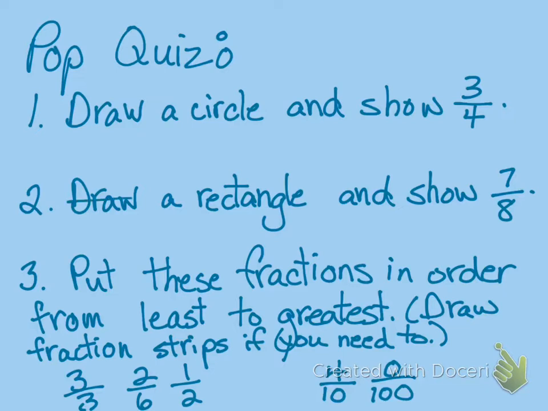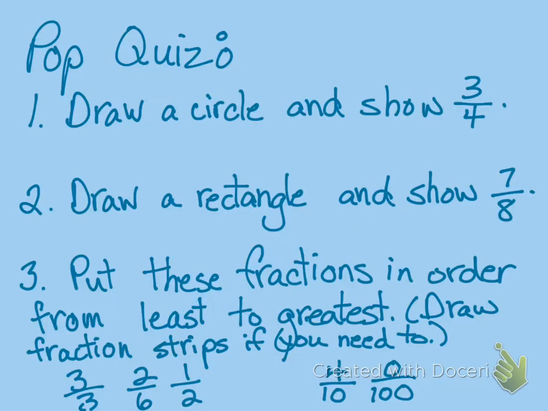Number 2, do not write that out. It says draw a rectangle. So that's all you have to do. Draw a rectangle and show 7/8. So color in 7/8. Okay, those 2 are pretty easy. Number 3, again, do not write this out.